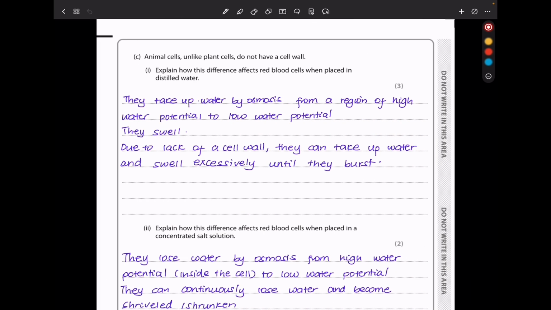In part C, animal cells, unlike plant cells, do not have a cell wall. Explain how this difference affects red blood cells when placed in distilled water. When cells have no cell wall, it means they can take up water excessively and they can burst. My answer was they take up water by osmosis from a region of high water potential to a low water potential region. And when they do that, they will swell, and due to lack of a cell wall, they can take up water and swell excessively until they burst.